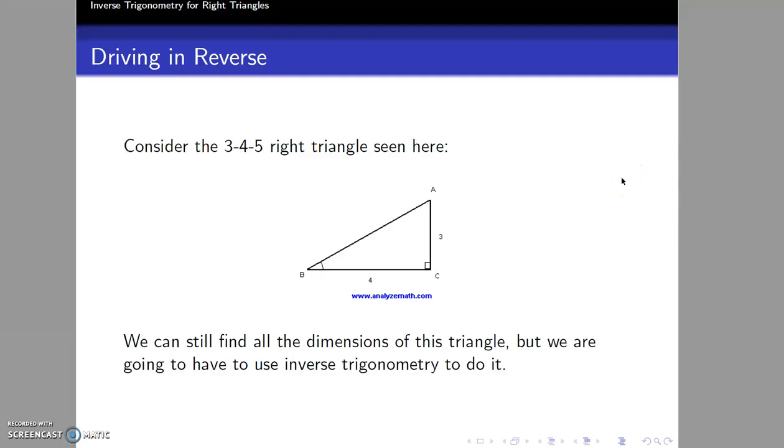Let's go back to the 3, 4, 5 right triangle. Right, I do have a right triangle. Angle C again is a right angle.